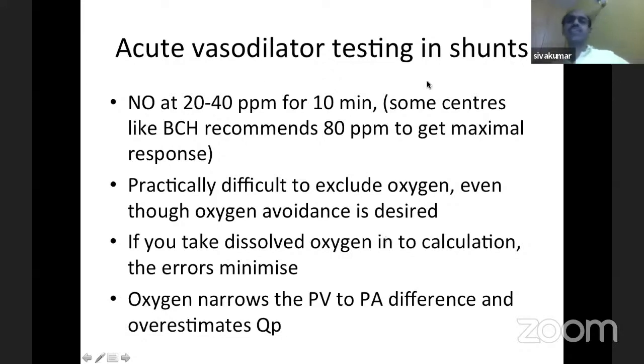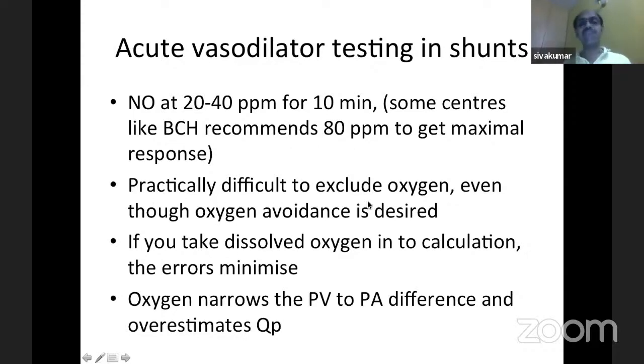Acute vasodilator testing is done in some of the shunt lesions. Nitric oxide is the commonly used vasodilator at 20 to 40 parts per million for 10 minutes. Sometimes you can even go to 80 parts per million immediately to get a maximal response because you are going to give it only for 10 minutes and finish the study.